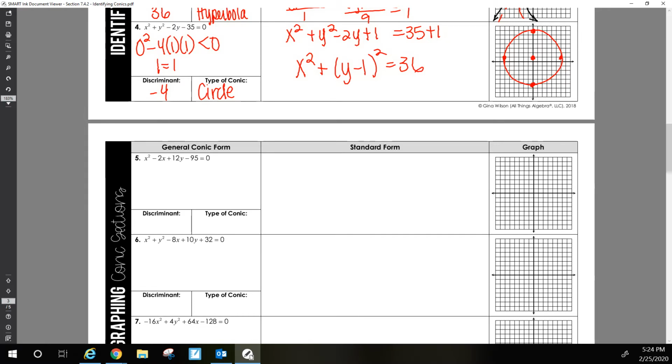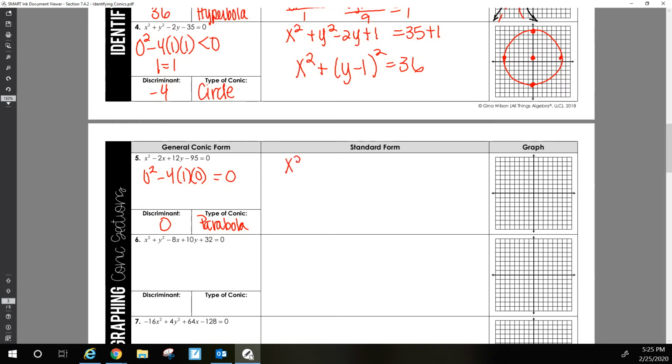So for number 5, I just see an x squared, which tips me off. We're talking about a parabola. If I want to find the discriminant, it's going to be 0 squared minus 4 times what comes in front of x times what comes in front of y squared, but we don't have a y squared. This guy here is going to equal 0. 0 minus 0 is 0, so we've got a parabola.